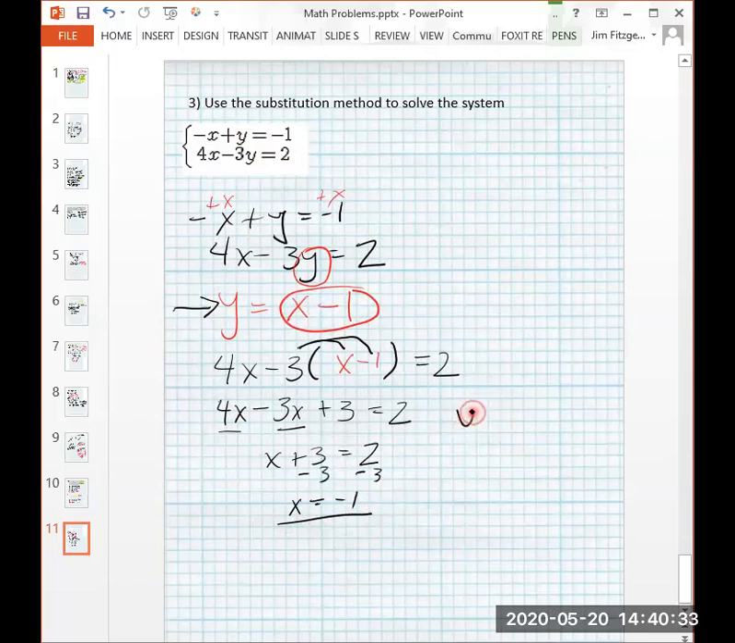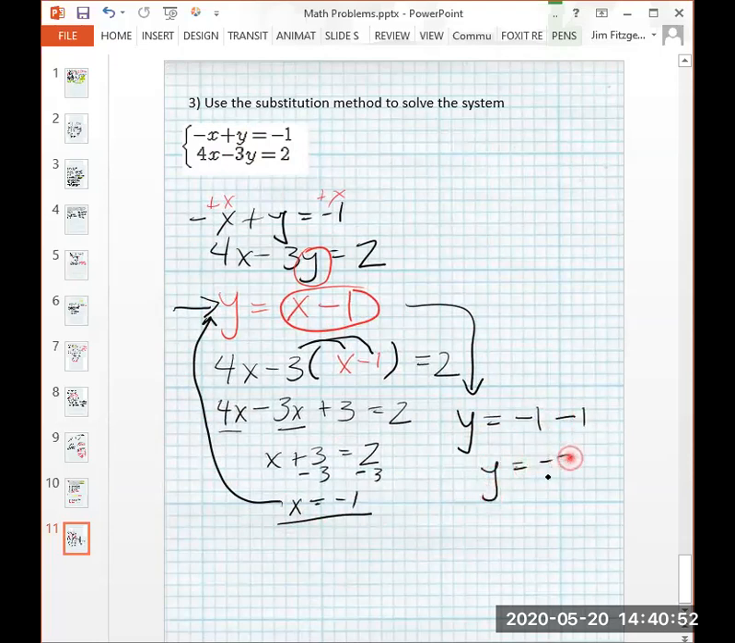So I have y is equal to x minus 1. Instead of x, I'm going to replace it with -1. So I get -1 plus -1, and so I get y is -2. Okay, so that would be my answer. My answer there would be -1, -2. So that's the coordinate that these two lines cross at.